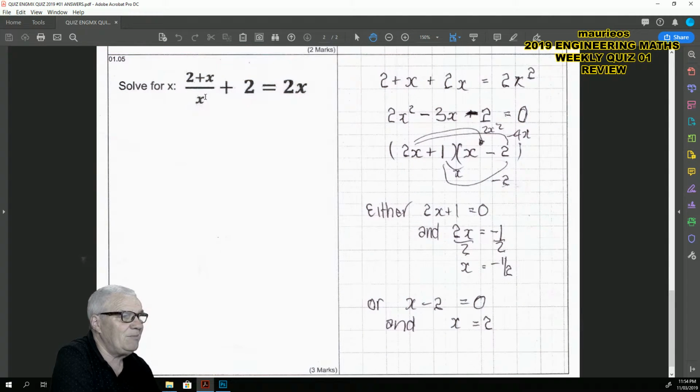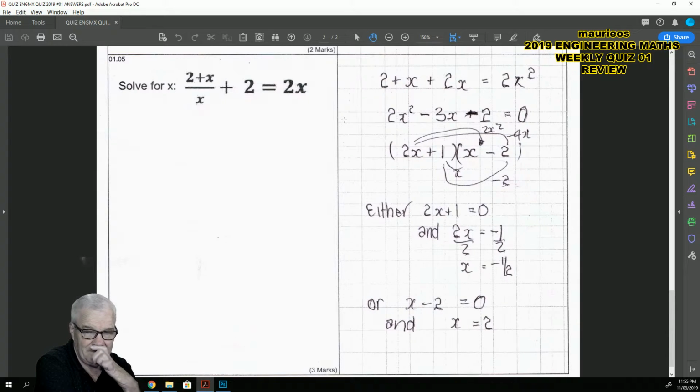Multiply everything by x up here, and that'll get rid of the fraction. So 2 plus x times x will just be 2 plus x over x times x, which is 2 plus x. And then 2 times x is 2x, and 2x times x is 2x squared.